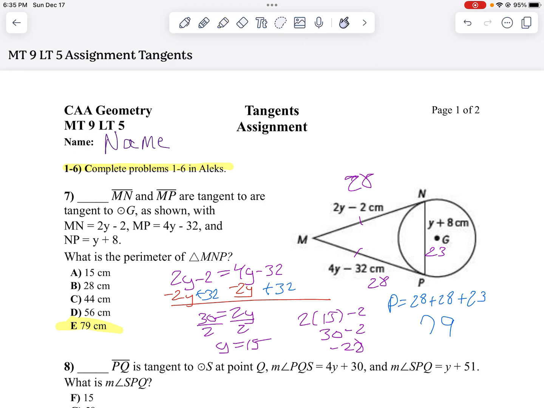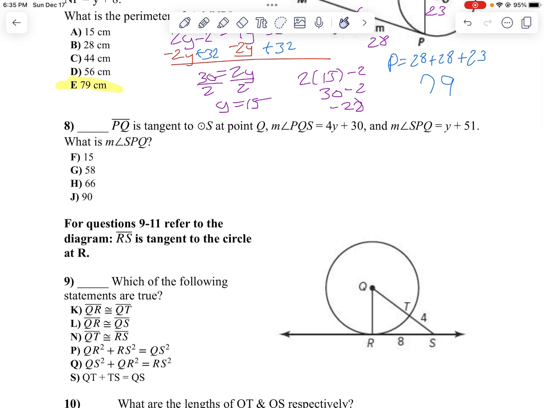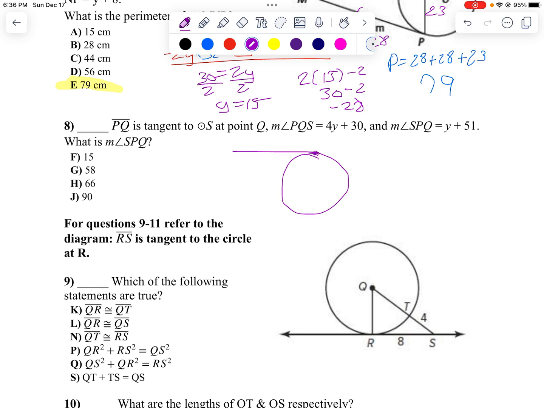Let's take a look at number 8. I didn't draw a picture here, so that's probably the key on this one. PQ is tangent to circle S at Q. So here's Q. I'm going to draw my tangent in. Whoops, labeled that incorrectly. It says at Q. S is the center of my circle. And I'll put P over here someplace. Maybe I'll extend this off just a little bit.